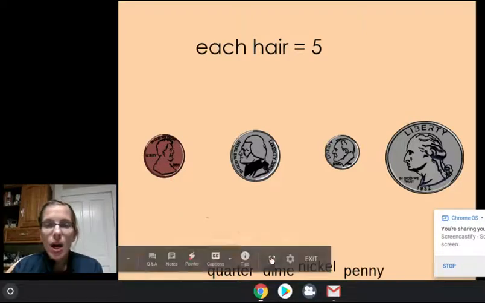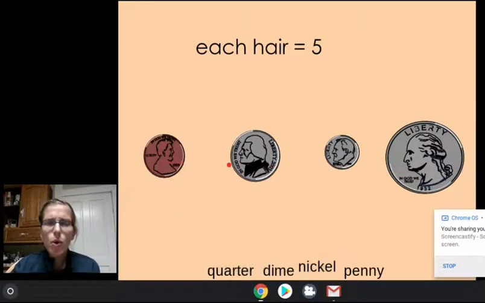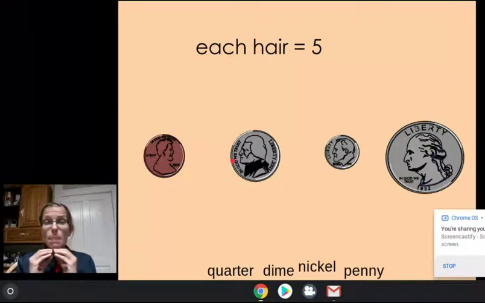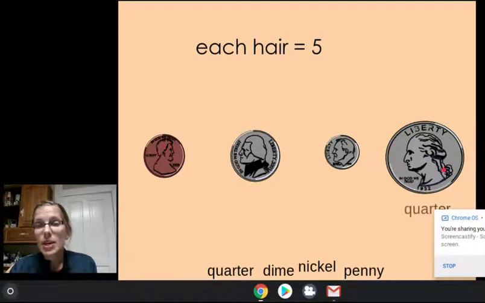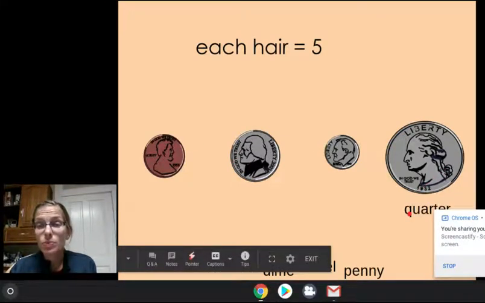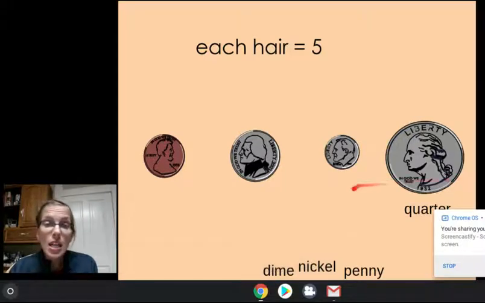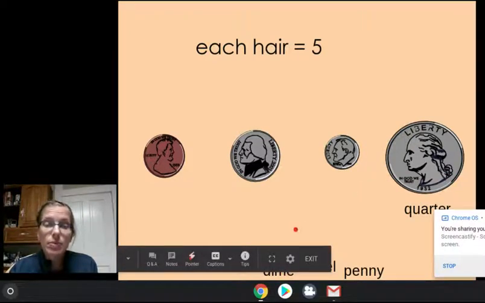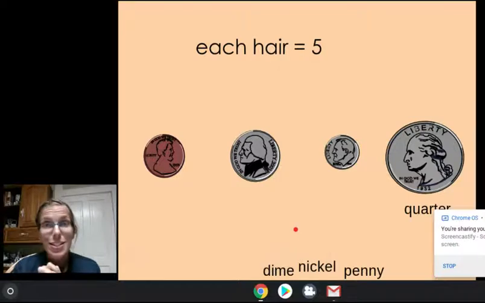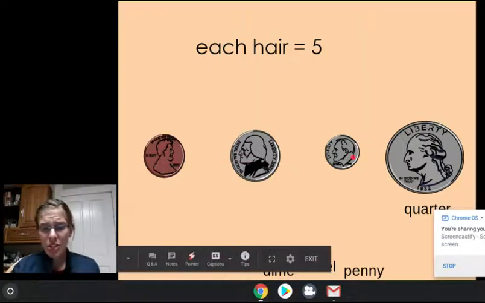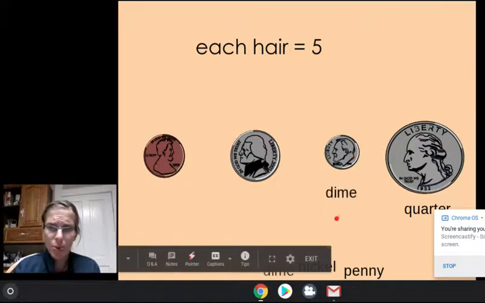Okay, so I want to find the quarter up here. The quarter is the biggest coin. A quarter is worth the most. It's the biggest coin. So it looks like this one's the biggest. That must be the quarter. Okay, now I want to find the dime. I know the dime is the smallest coin there is. So this one looks like the smallest coin. I'm going to go ahead and label that dime.